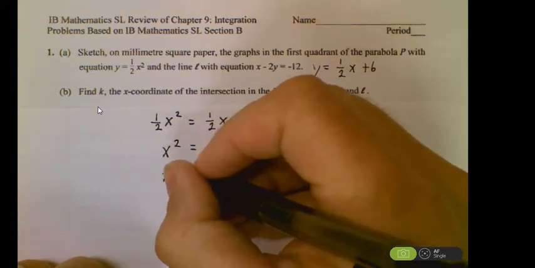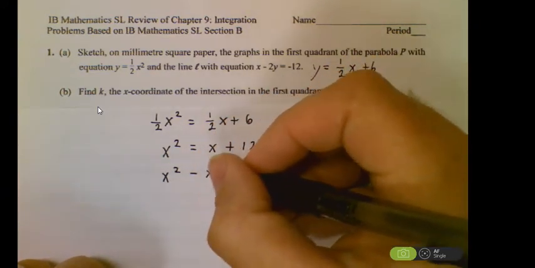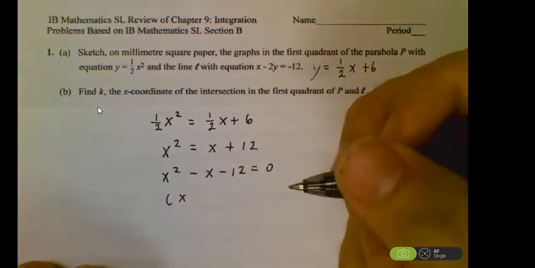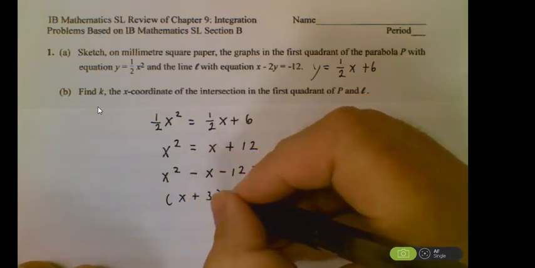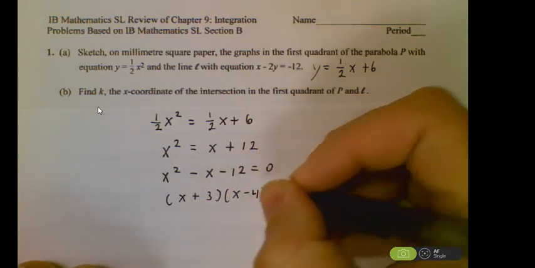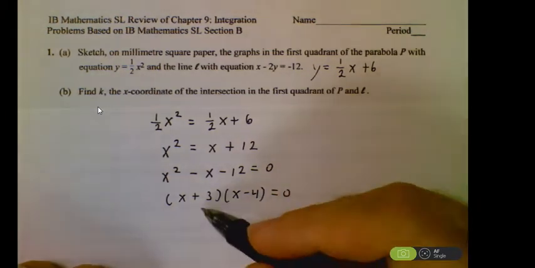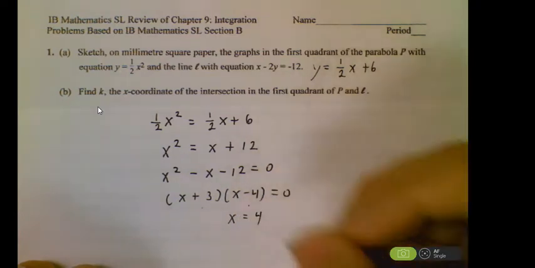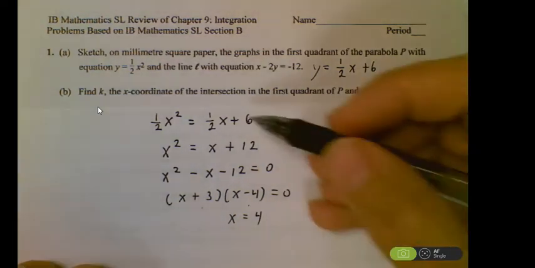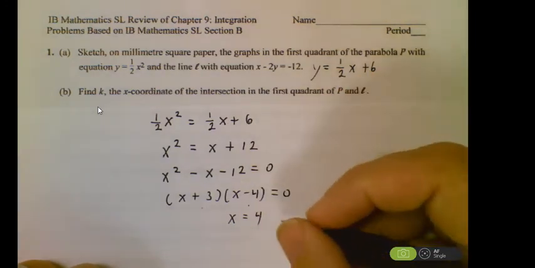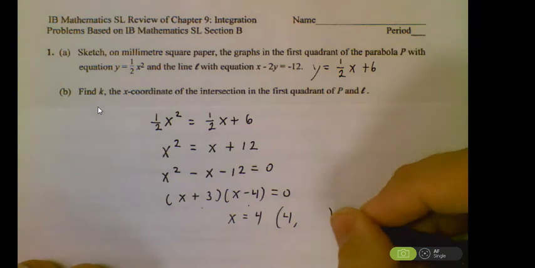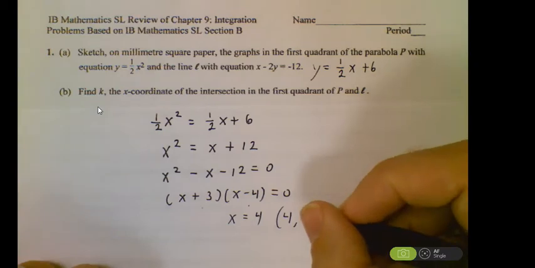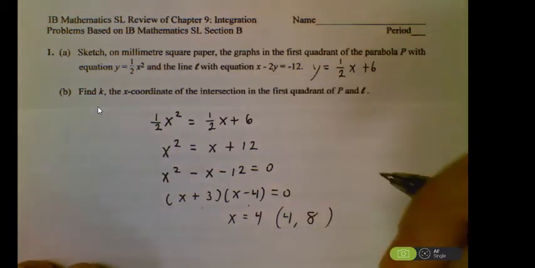From here, I'm just solving the quadratic, so x squared minus x minus 12 equaling 0. If I solve that by factoring, it looks like x plus 3 and x minus 4 would give me those numbers. So solutions would be -3 and +4. Obviously we're in the first quadrant, so I would only keep the +4. So there's my x coordinate, and then if I plug that back into either function, I can get the y coordinate. Let's plug it right in there. 1/2 of 4 is 2, plus 6 is 8. So there are the coordinates where they intersect, easily doable by hand.